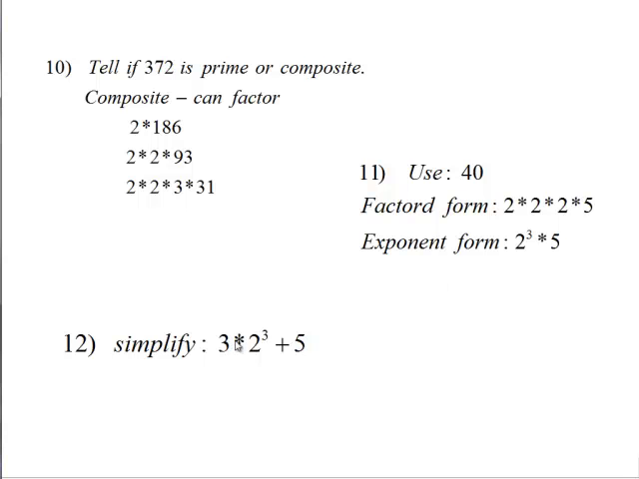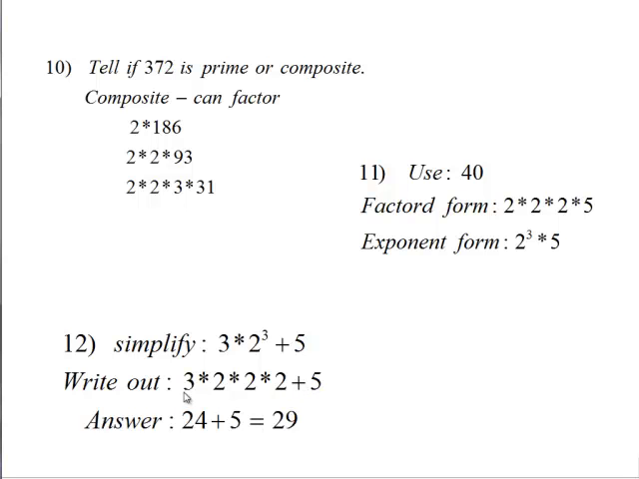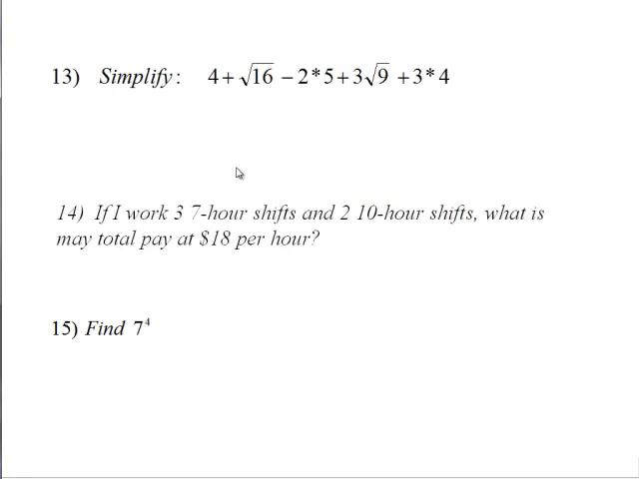Okay, simplify 3 times 2 cubed plus 5. If you have a power key, you can type this in your calculator. If you don't, just write 3 times, then you write 3 2s, because it's cubed, 2 times 2 times 2 plus 5. This you can type in your calculator. 3 times 2 times 2 times 2 plus 5 should be 24 plus 5 is 29.